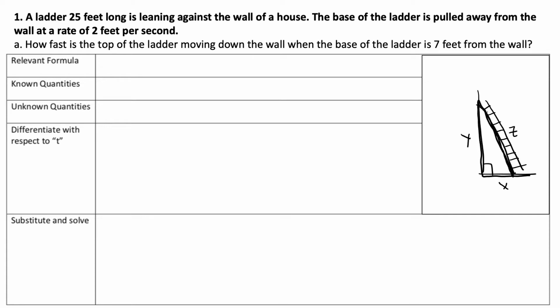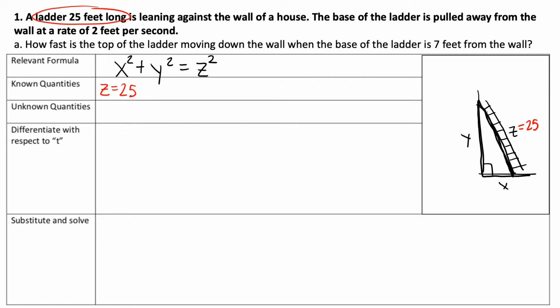And we know to relate the three sides of a right triangle, we can use the Pythagorean theorem, which says x squared plus y squared equals z squared, where z is our hypotenuse. From here, we want to fill in everything that we know. So we were told that the ladder is 25 feet long. So I'm going to fill in my first known quantity as z equals 25.